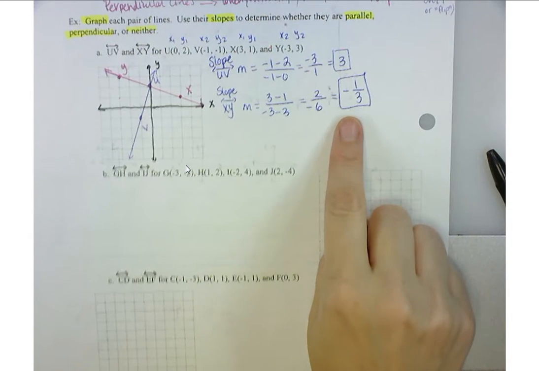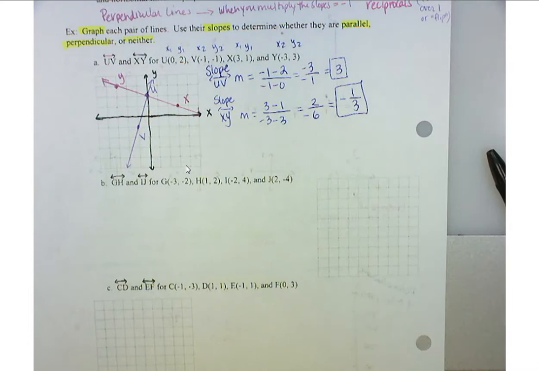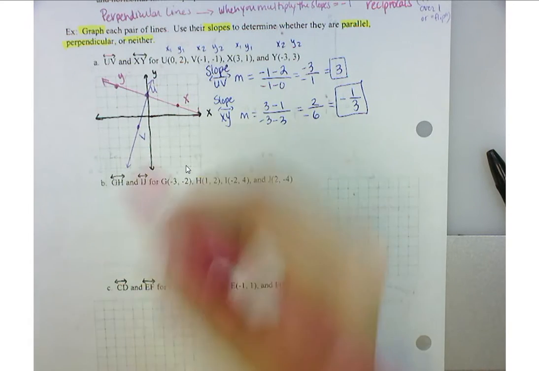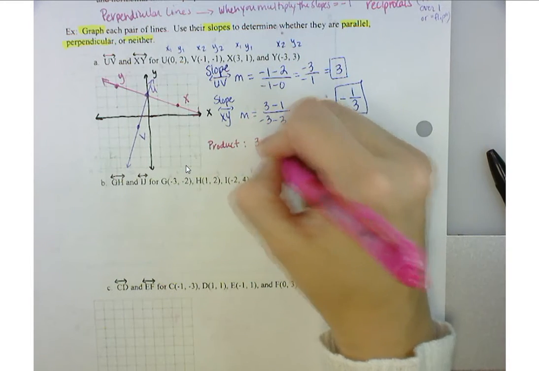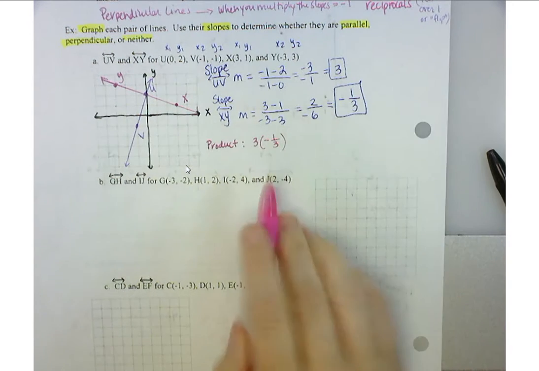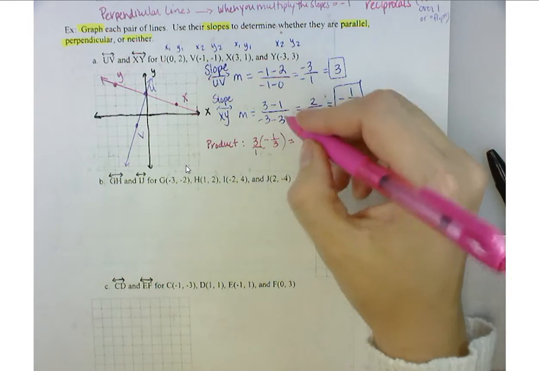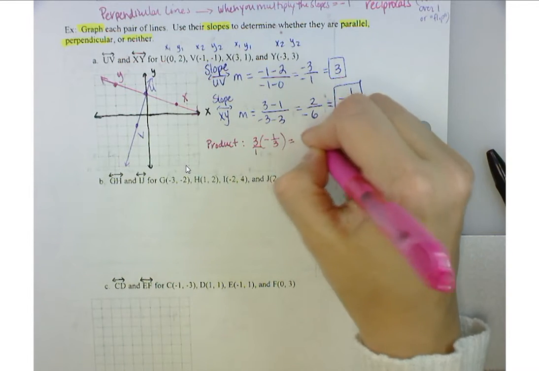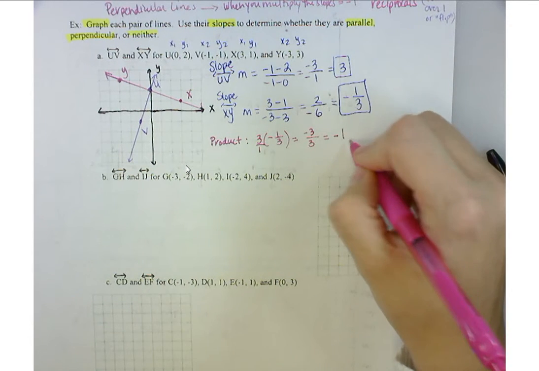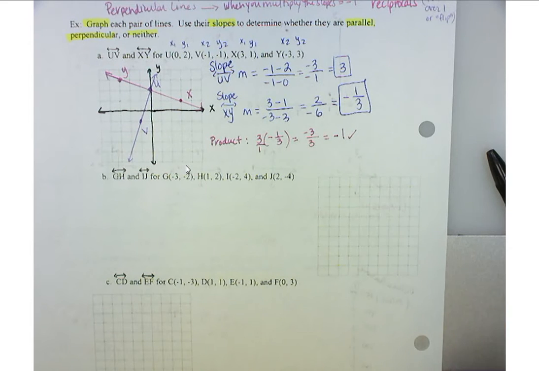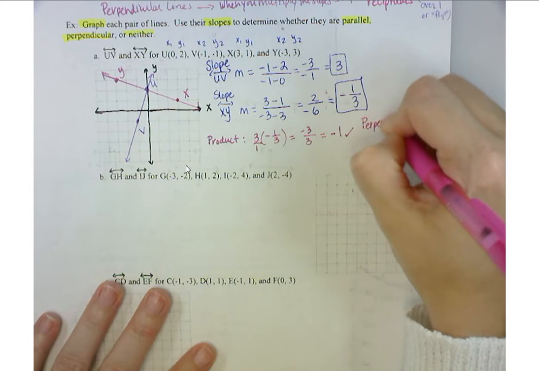So if they're parallel, they're the same. Are these the same? Nope. If they're perpendicular, when you multiply them, what do you get? Negative 1. So let's find the product. So the product would be 3 times negative 1/3, which is really like, if you have 3 over 1, multiply straight across. You have negative 3 over 3, which is negative 1. So if the product is negative 1, what does that mean? They are perpendicular.